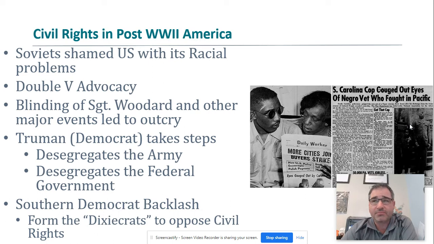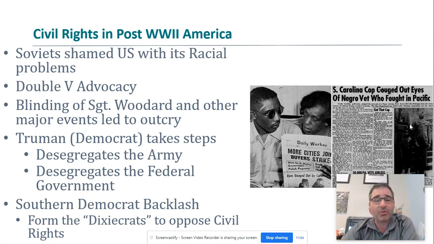Basically, Isaac Woodard was a returning veteran. He was coming from Georgia, driving through South Carolina to get back to his home. He was on a bus, and the bus driver didn't think he was being respectful enough. So when they got to the next town, they pulled over. The police were called. The police, unhappy that this African-American man was wearing a U.S. Army uniform, ends up beating him, taking him to a prison, beating him more, to the point where they actually blinded him. They broke his eyes.